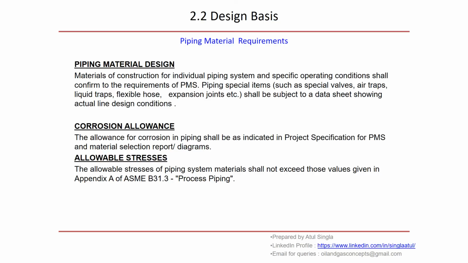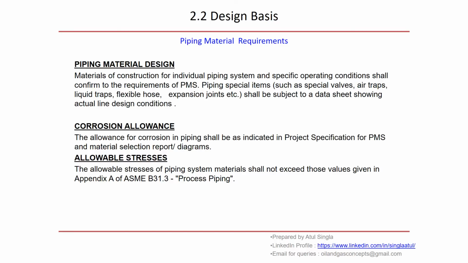Then piping material requirement. Although in previous videos we have discussed that there is a PMS document where all the things are elaborated in detail, in the piping design basis also we just touch upon a few things. Material of construction for individual piping systems and specific operating conditions shall conform to the requirements of PMS. So this portion will be the basis for the piping material specification, that is PMS.